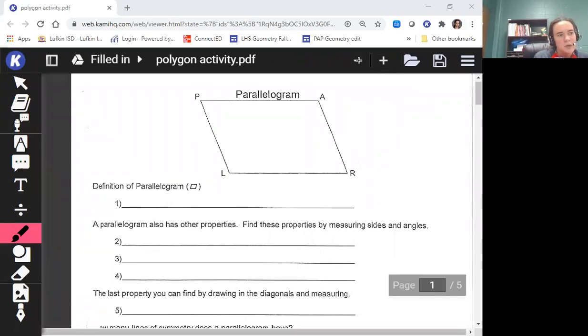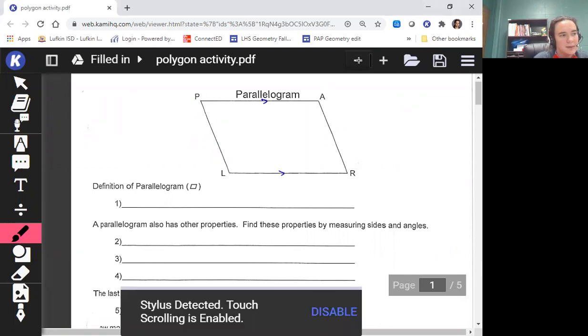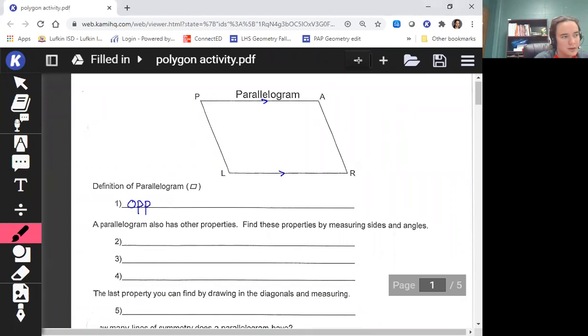Our first shape that we're going over today is a parallelogram. Like the name implies, the opposite sides have to be parallel. And that's the definition for a parallelogram: opposite sides are parallel.